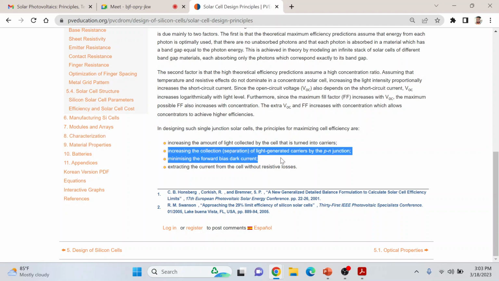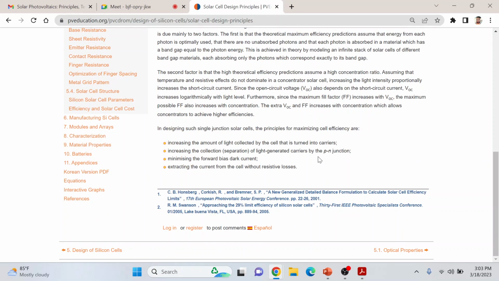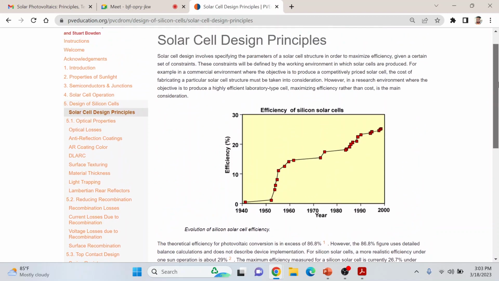How do we increase the collection? Increasing the collection and separation of light generated carriers via a PN junction. There should be a PN junction where there is sufficient separation for increasing the collection so that they don't recombine very fast, minimizing the forward bias dark current and extracting the current from the cell without resistive losses. If you want to design a new material, these are the basic principles that you have to keep in your mind. Except that, now what are the possible losses?